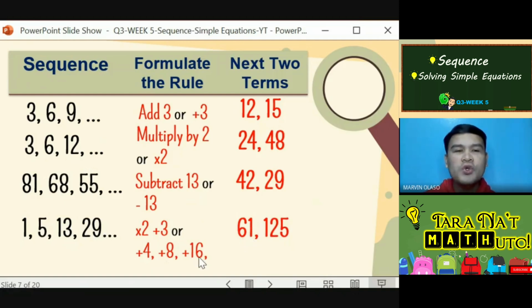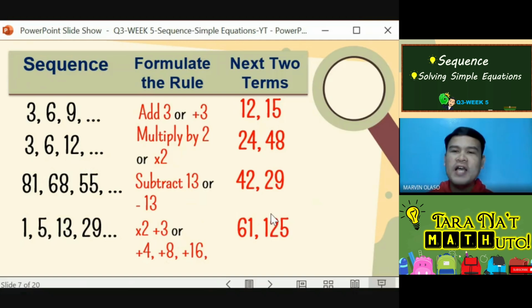Or, let us use, kung 16, pag dinoble mo, 32. 29 plus 32 is 61. Okay? Then 61 plus 64, we have 125. Alright? I hope you also got all the correct rules and terms.